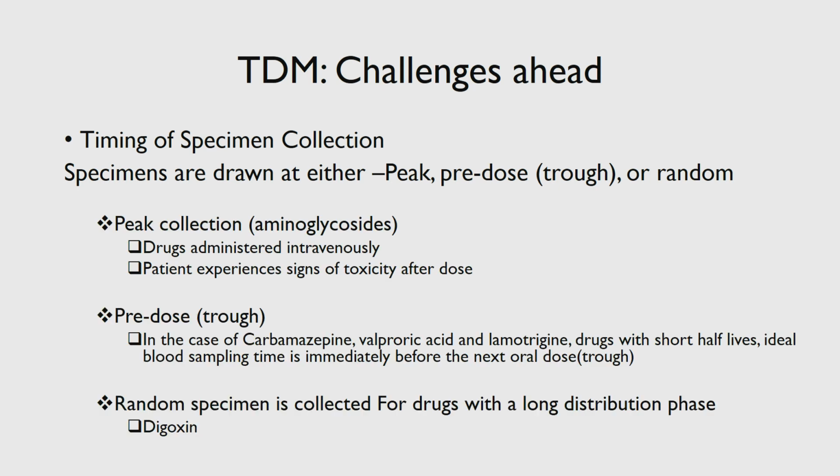One of the significant challenges we have in case of TDM in the laboratory is the timing of specimen collection. The specimens are drawn at either the peak or at pre-dose, that is the trough, or they can be collected randomly, but it depends upon the clinical indication and the characteristics of the drug. In case of a patient presenting with toxicity, we will be going for peak collection, as in case of aminoglycosides. If a steady state concentration needs to be assessed, then we should be looking at the trough concentration, as in case of anti-epileptics. For those drugs which have a very long distribution phase, we can go for random collection, as in case of digoxin.